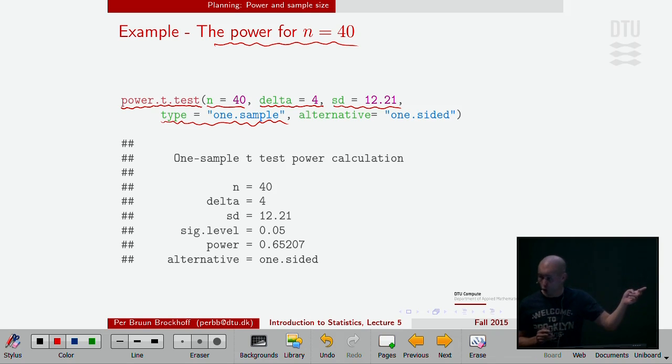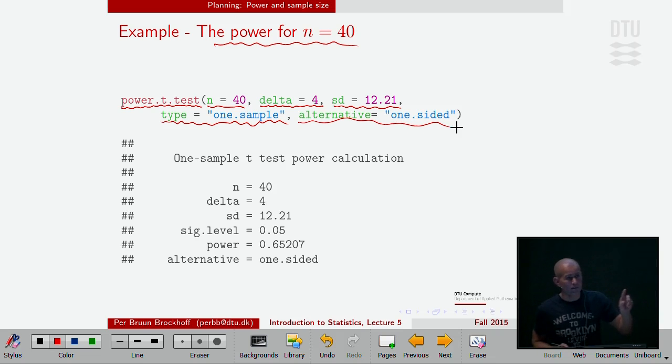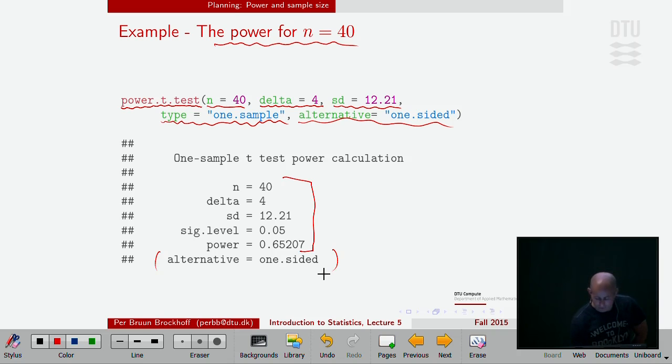Next week you'll hear about a 2-sample t-test. Today we do a 1-sample t-test. And we have to tell also whether it's a 1 or 2-sided case that we're working with. Having told R these things, it gives us here are the 5 things actually, and then this is just information that it's a 1-sided thing that it is basing it on. And the power came here actually. And look, the significance level was chosen at 5%.